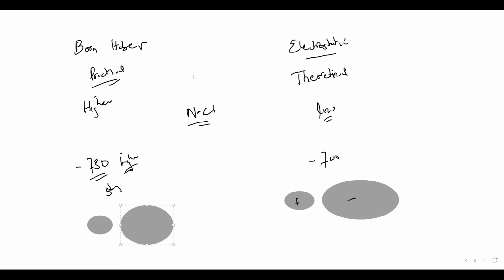Ions are actually polarized or distorted. The negative ion changes its shape, so it comes closer to the positive ion. That's why the lattice energy increases. Practically, this is what happens. So practical lattice energies are always higher than theoretical lattice energies. This part we'll discuss in detail in the next session.